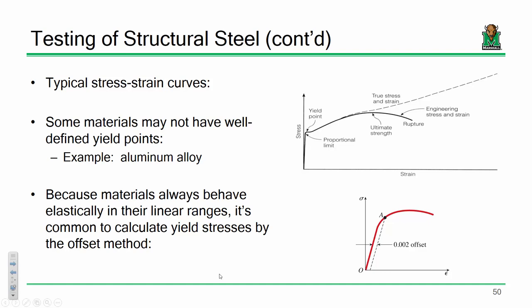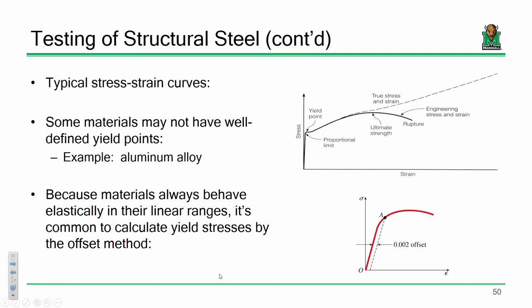So you determine your Young's modulus, the slope of the initial part of the curve. You'll shift that over some specified amount. A lot of times 0.2% or 0.002 strain is a very common value. And wherever that intersects with the curve, we would take this to be, let's say, the yield stress. This might be my yield stress. My tensile stress might be the maximum stress on the curve.